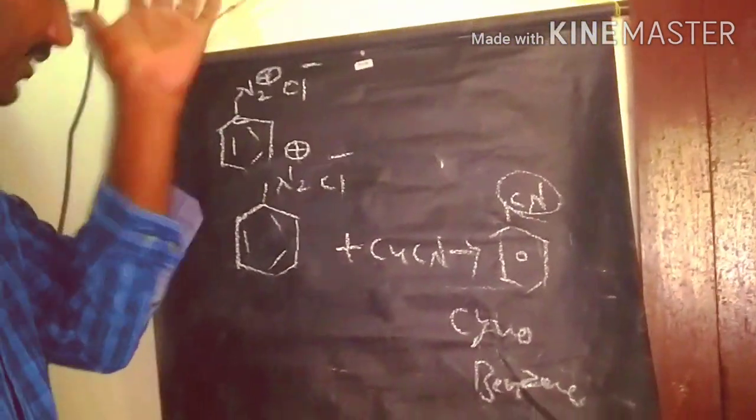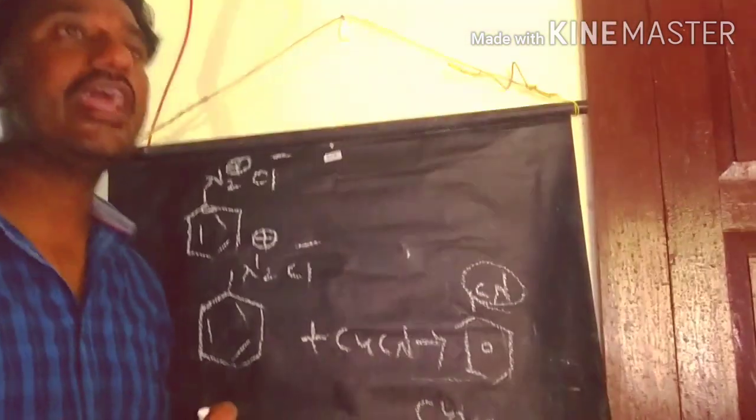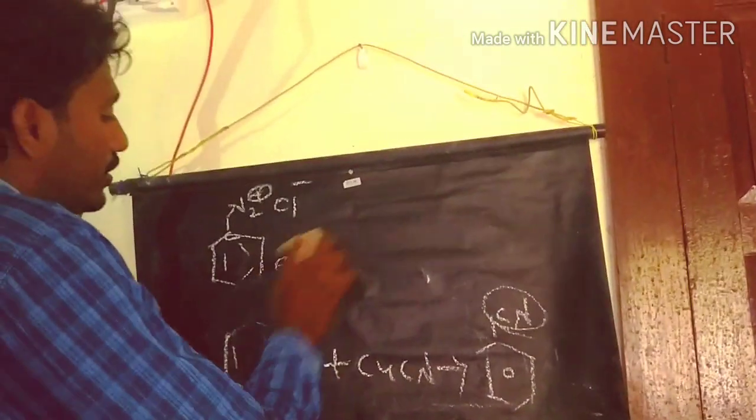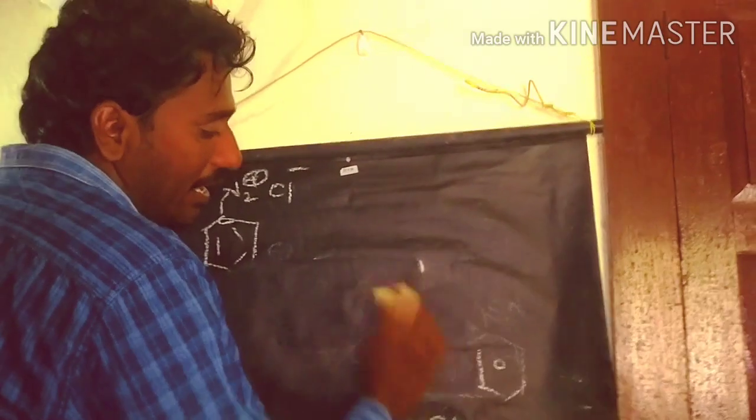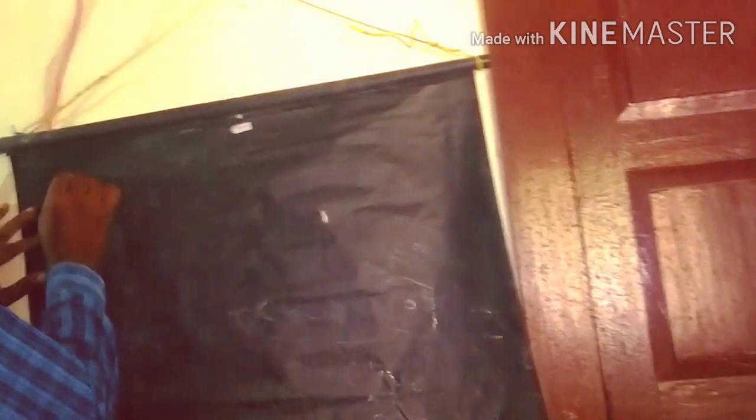Let's see the next reaction, the Gattermann reaction. In this reaction we also prepare aryl halides, and the aryl diazonium salt is the intermediate here too. So let's see the Gattermann reaction.